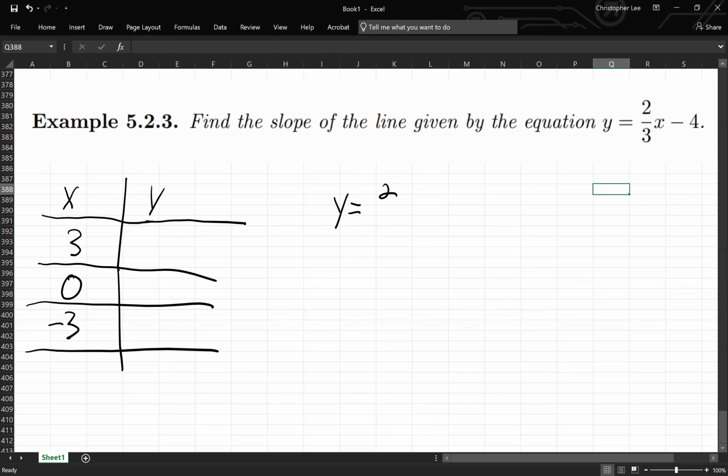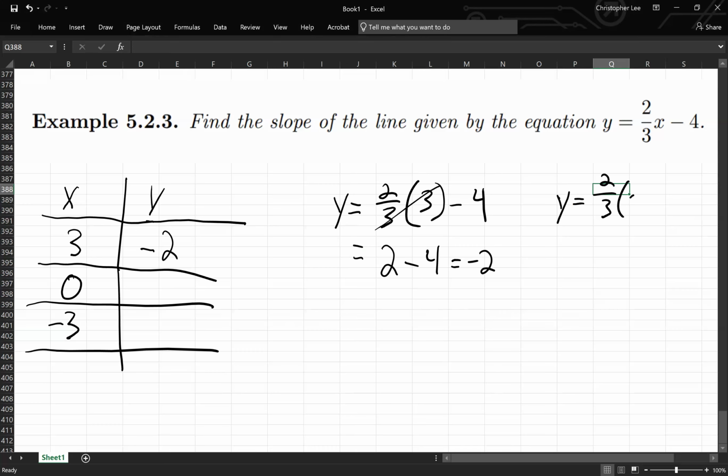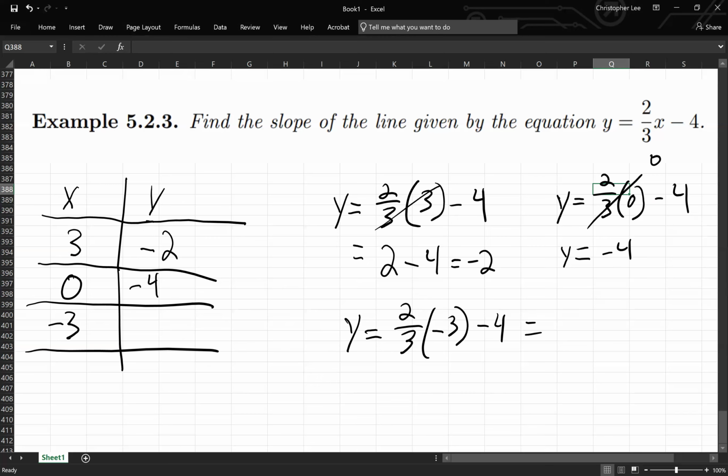So y equals 2 over 3. Let's do the first one, times 3 minus 4. Threes will cancel out. This becomes 2 minus 4, -2. There you go. Plug in 0. We have y equals 2 over 3 times 0 minus 4. You already know that's 0, so this is equal to -4. Last one, we're going to have y equals 2 over 3 times -3 minus 4. These will cancel, so this equals -2 minus 4, call that -6.